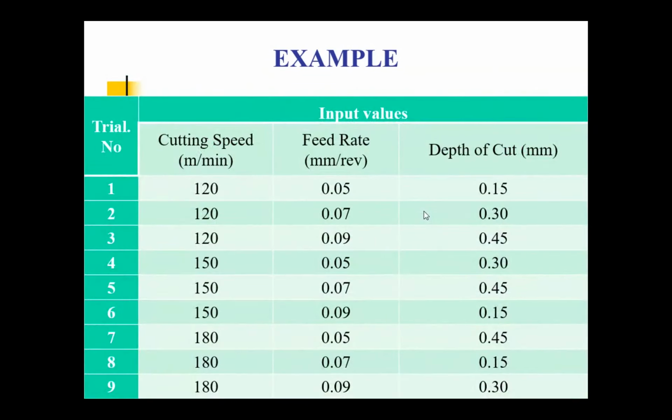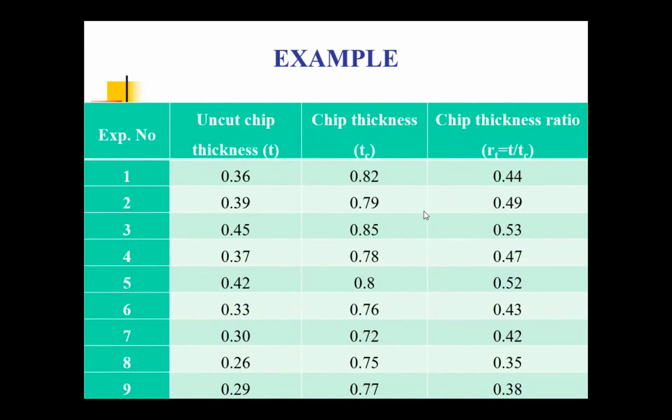In the case of feed rate, consider the second level value of 0.07. So trial number 2, trial number 5 and trial number 8. In this case, the trial number 2 value is 0.49, for 5 it is 0.52 and for 8 it is 0.35.